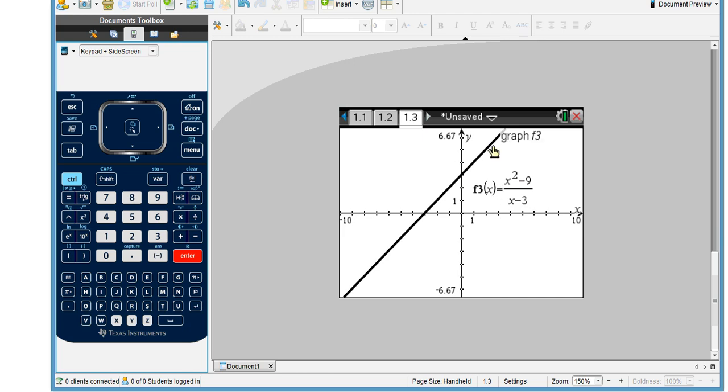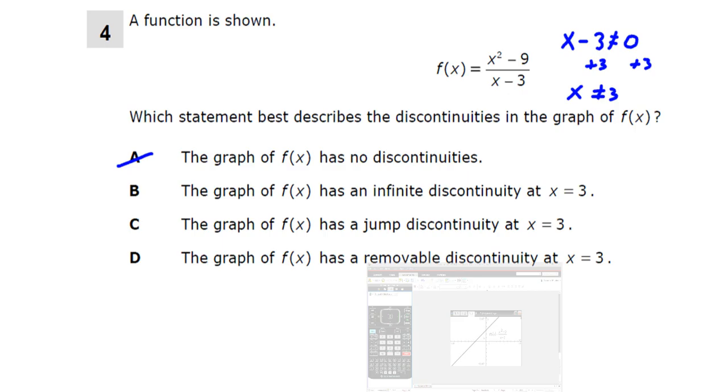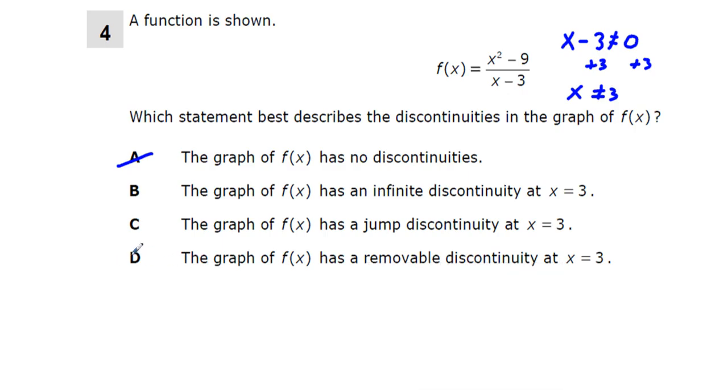If we'd see a break, we'd see a jump discontinuity, or more likely a vertical asymptote. So what that is, that's evidence of a removable discontinuity or point discontinuity, or hole. And that's going to be answer choice D. Infinite discontinuity would be a vertical asymptote. So we don't see that. We definitely don't see a jump discontinuity.